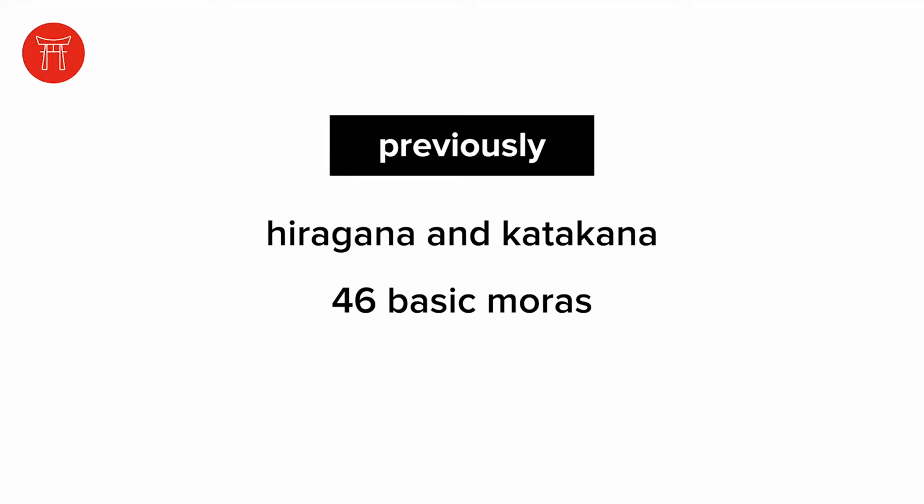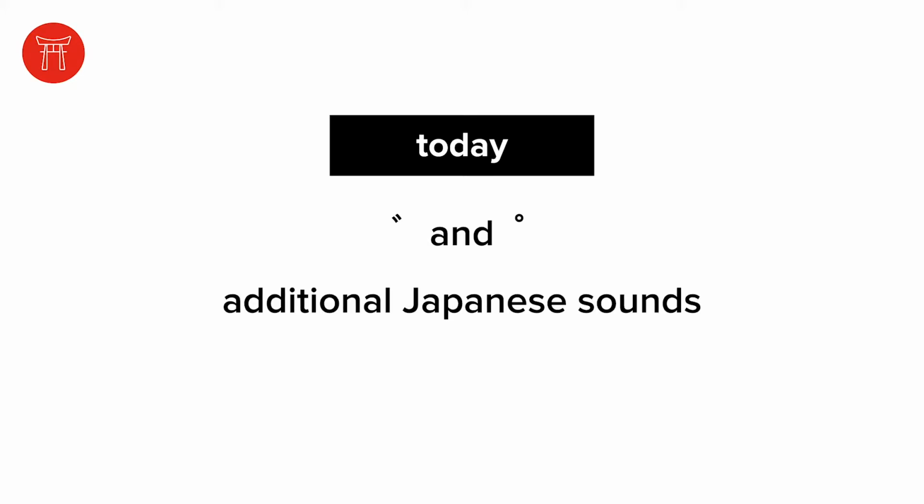In our last two episodes, we covered hiragana and katakana that represent 46 basic moras, or units of sound, in Japanese. Today, we are going to learn why some of these characters can appear with marks that look like quotation marks or tiny circles on them. We'll learn how these tiny symbols are used to represent additional Japanese sounds and what voiced and semi-voiced means.